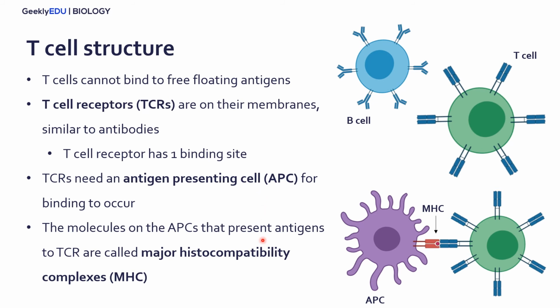And the molecules on the APCs that actually present the antigens are called major histocompatibility complexes, or MHCs. So here we have our APC, so our antigen presenting cell, and this can be multiple different types of cells. It's often a B cell itself, and then we have the MHC, or the major histocompatibility complex, which then allows the antigen to bind to the T cell.